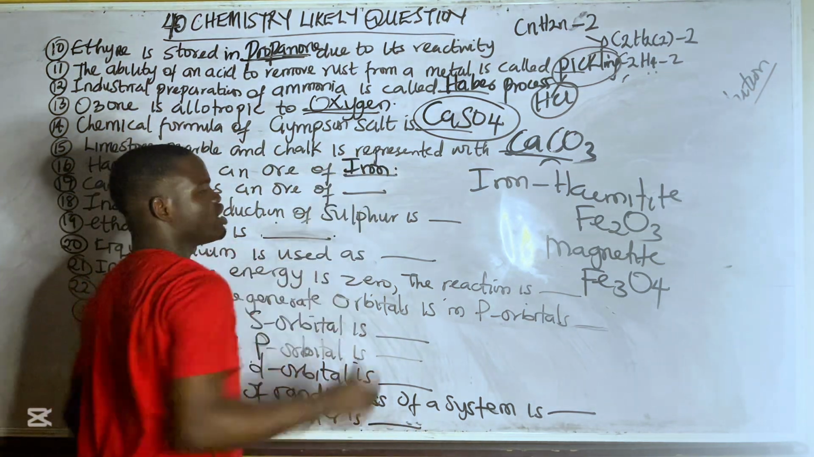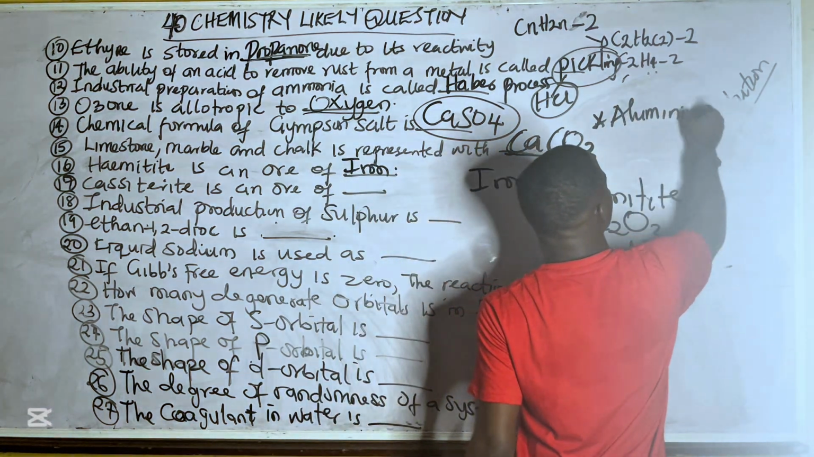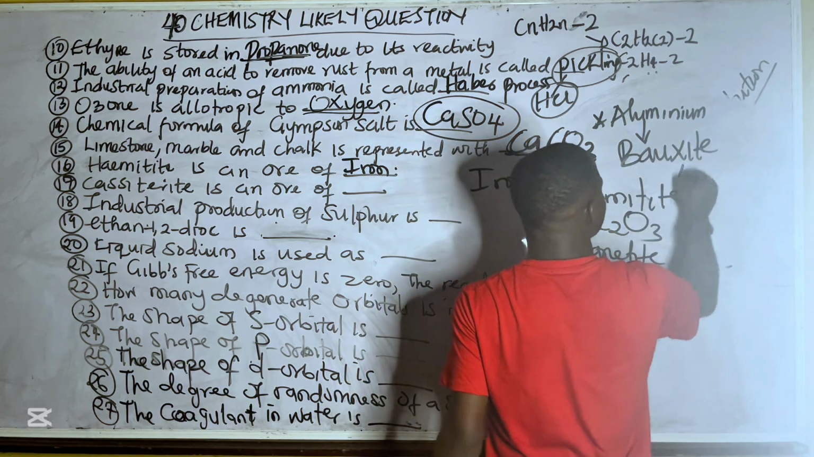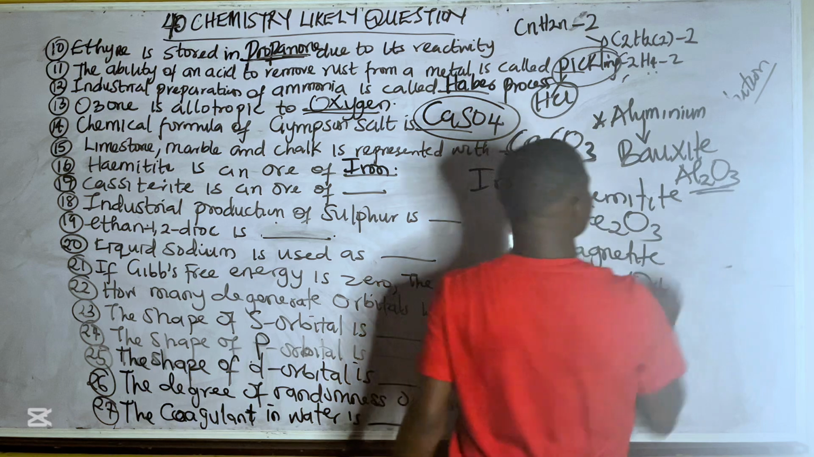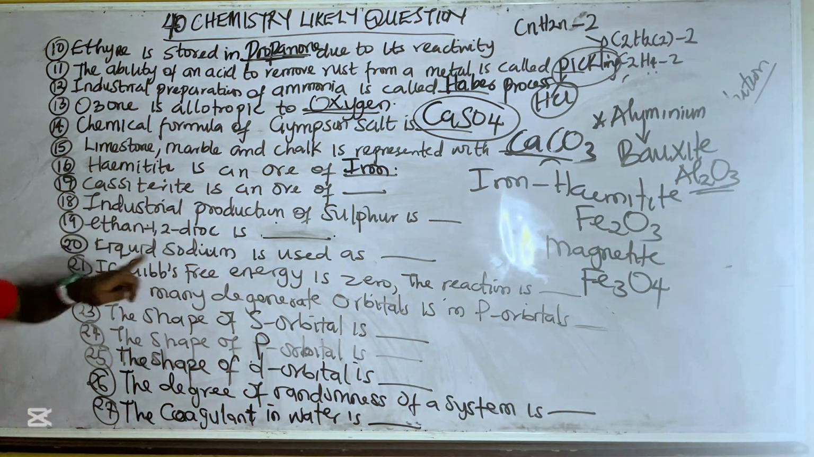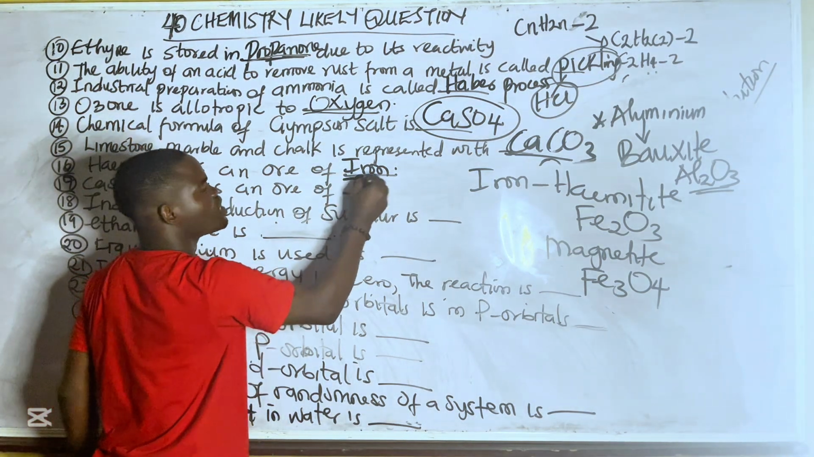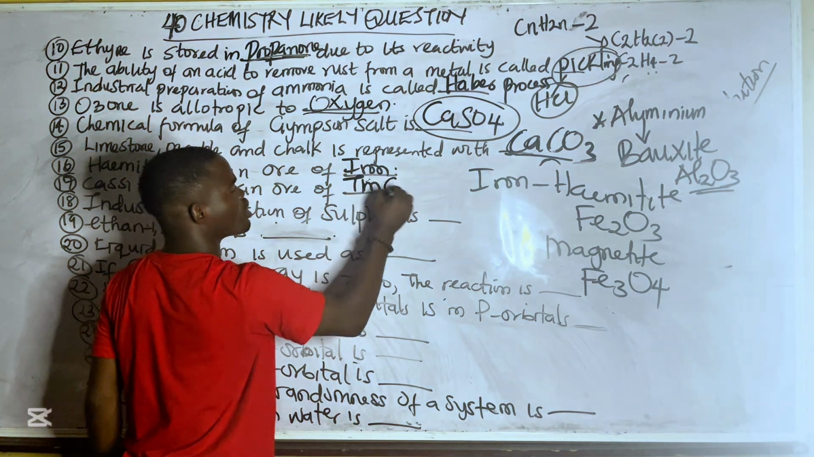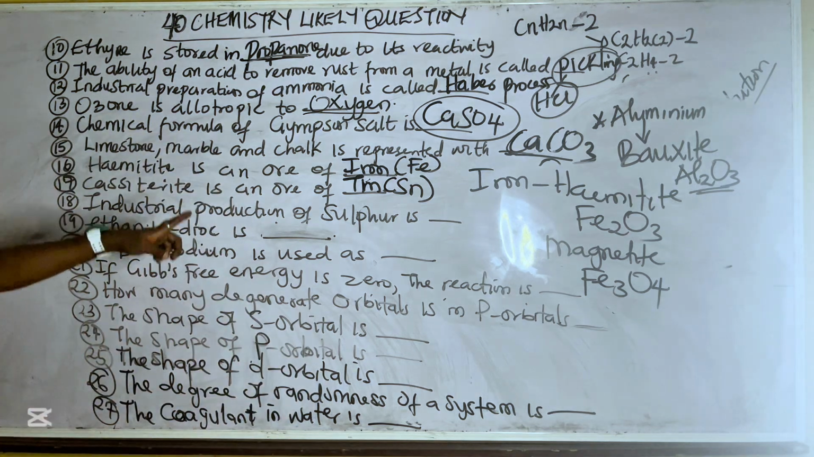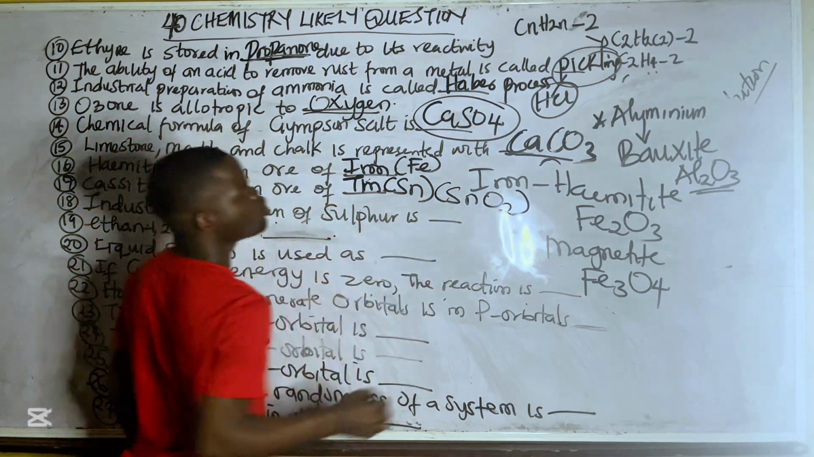Another ore you should know is the ore of aluminium, which is bauxite, aluminium oxide, Al2O3. I've taught you another question like that too. So don't forget that. Cassiterite is an ore of dash. Never forget this one, it's an ore of tin, Sn. Cassiterite is an ore of tin, and its formula is SnO2.